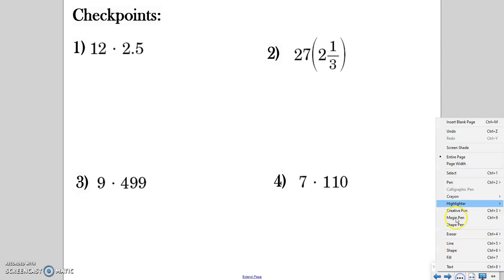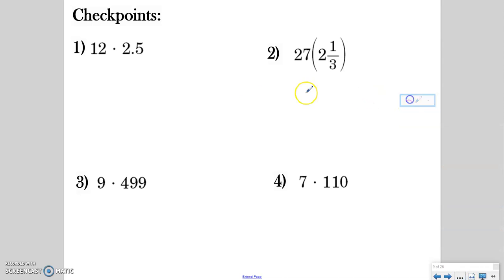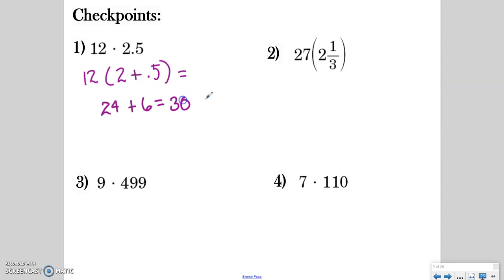All right, so we're going to do a few examples based on that. So we have the 12, and then I can break this into 2 plus 0.5. And then I can distribute. So this will give me 24, and I know half of 12 is 6. I add those two, and I get 30.